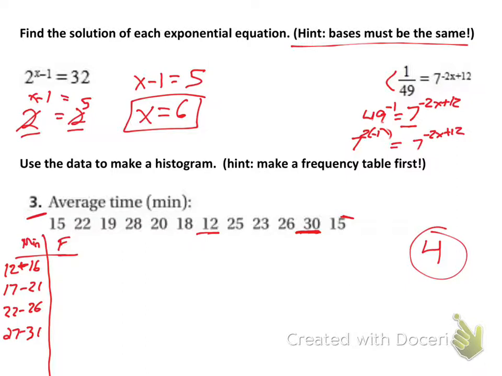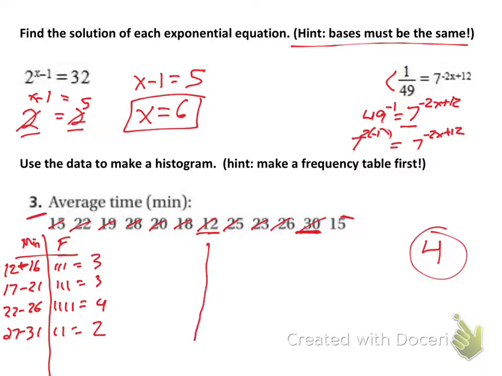So 12 to 16, and I normally like to do it like this. So 15 goes in here, cross it off, 22 goes there, cross it off, 19 here, 28 here, 20, 18, 12, 25, 23, 26, 30, and 15. So that's going to be 3, 3, 4, and 2.